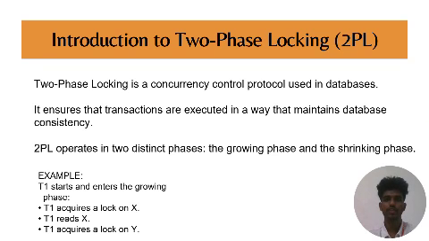Introduction to two-phase locking. Two-phase locking is a concurrency control protocol used in databases. It ensures that transactions are executed in a way that maintains database consistency. 2PL operates in two distinct phases, the growing phase and the shrinking phase. Example: T1 starts and enters the growing phase. T1 acquires a lock on X. T1 reads X. T1 acquires a lock on Y.